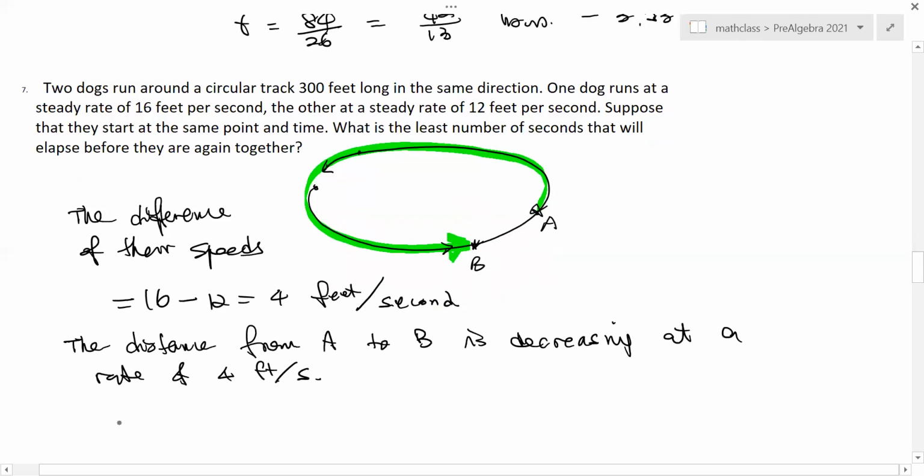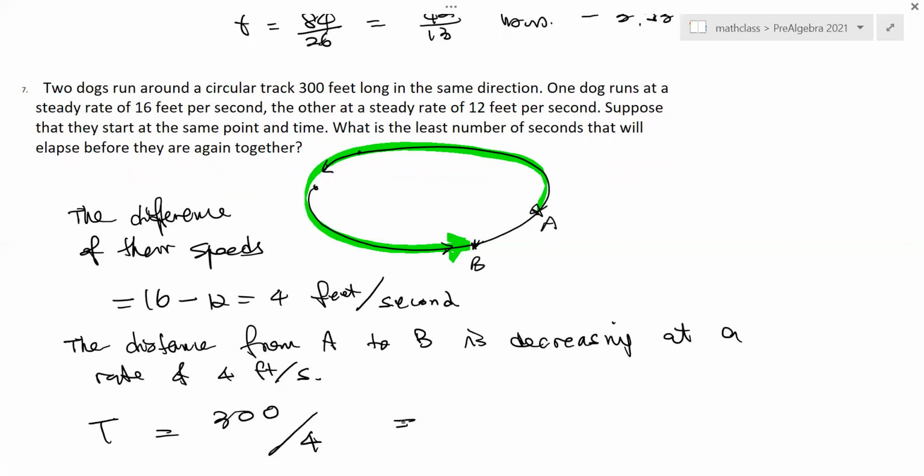So the answer is the time, which is the distance 300 divided by 4. That is the answer. Total distance divided by 4 is going to be 75 seconds. Okay, 75 seconds.